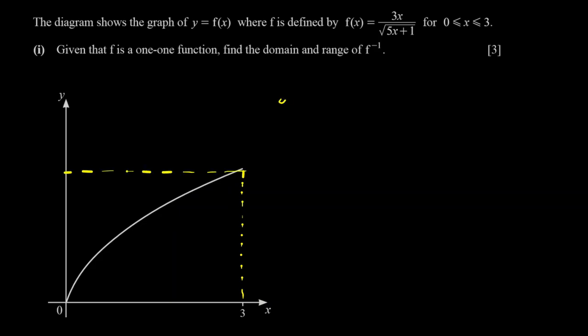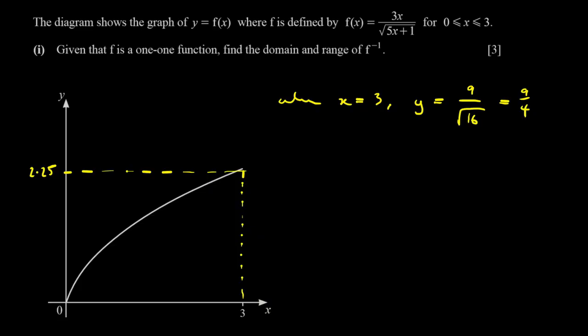So when x is equal to 3, y is going to equal 3 times 3, which is 9, over the square root of 5 times 3, 15, plus 1, so the square root of 16. That's going to be 9 upon 4, or 2.25. So this coordinate here is 2.25. Now, what we want to find is the domain and range of the inverse function.